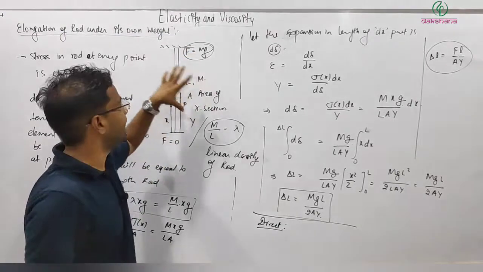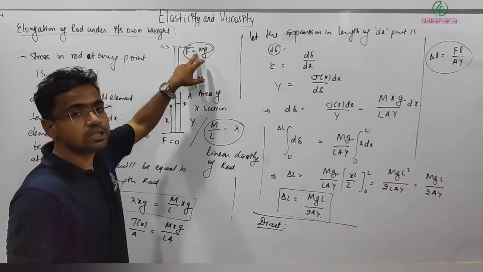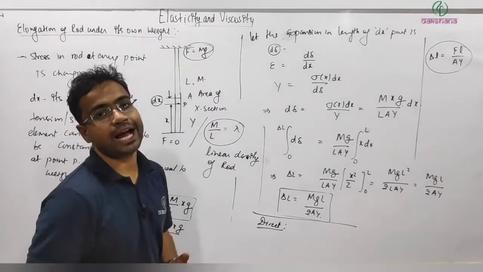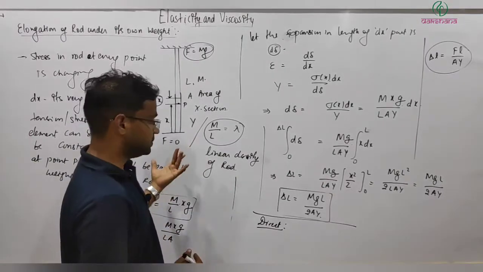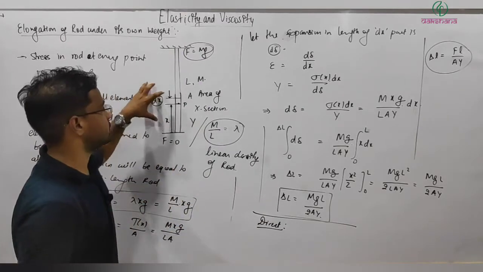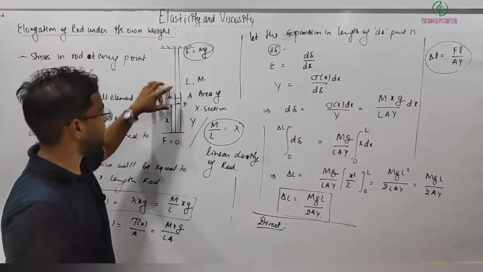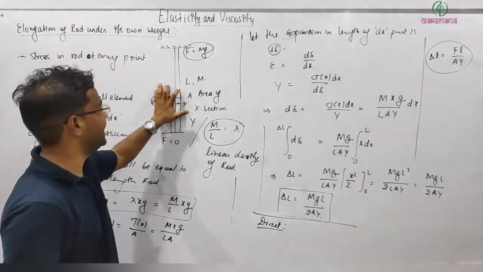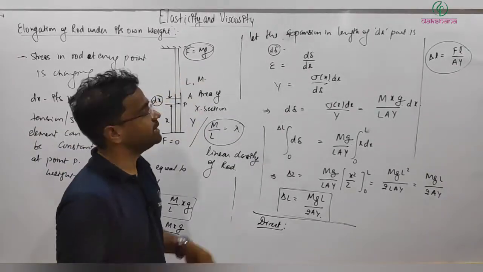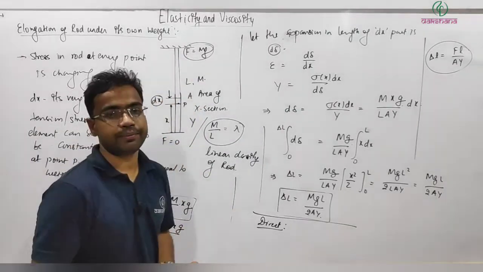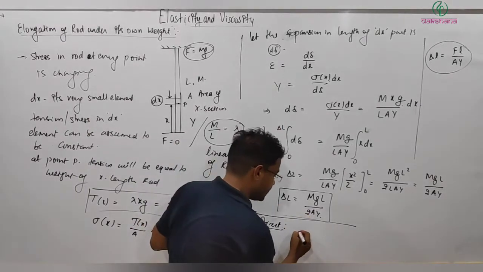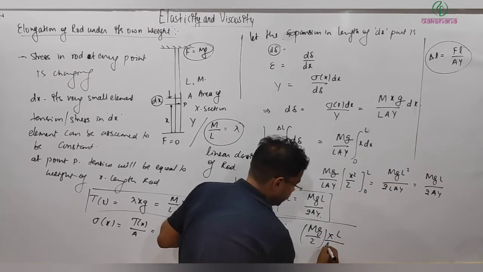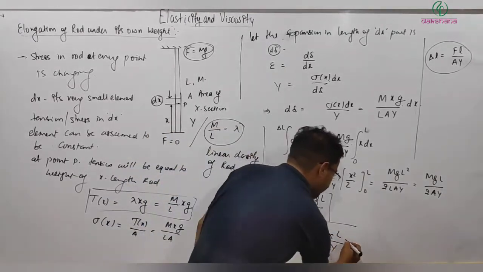So what happens actually is it's changing from 0 to mg, so on an average I can take the average weight, which is actually half of it. Or otherwise you can take it as half of the weight hanging, that is mg at half of its length. Otherwise you can simply take the average value as half. So next, it's mg by 2 as the weight, multiplied by length divided by A into Y, and this you can directly write.